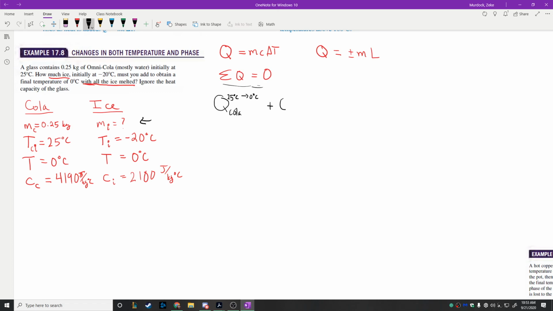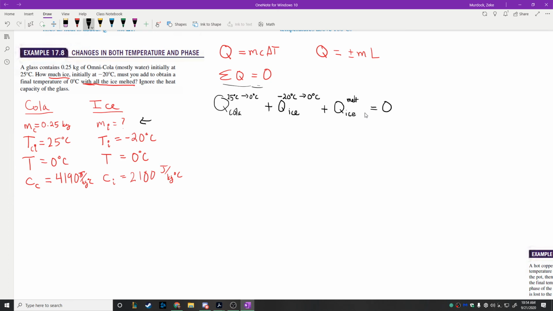We also need the heat transfer for the ice to melt. And we also need the heat transfer necessary for the ice to raise its temperature from negative 20 up to 0. And really, these occur in order, but it goes like this. So both of the objects have to cool down to 0, and then all the ice has to melt, basically. So those are the three transfer processes that we have to put into here.